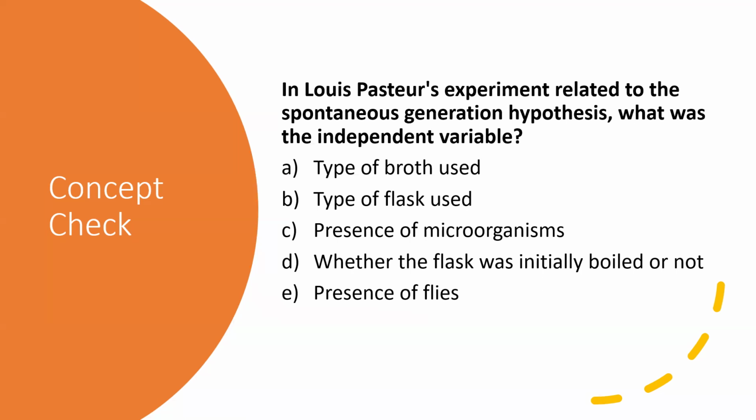Remember, this is the independent variable. It's something that he could control, right? That's good. Type of flask used, right? Is it the open flask or is it the swan neck flask? And that's the only thing you change, right? It's not the type of broth because it's the same broth for both of the groups.